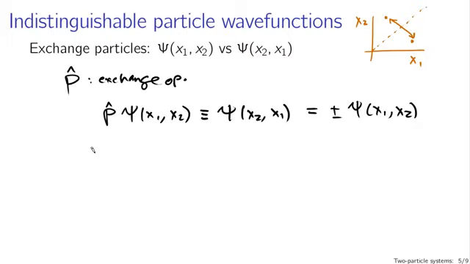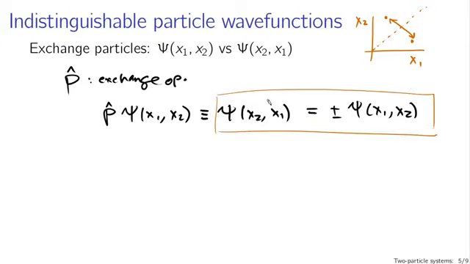The indistinguishability of particles requires this to hold. If I exchange the order of the arguments of a two-particle wave function, I must get my original wave function back with a plus or a minus sign. This symmetrization or antisymmetrization under exchanging the arguments, symmetry referring to the plus sign, antisymmetry referring to the minus sign, has some remarkable consequences, which we'll talk about over the next couple of lectures.